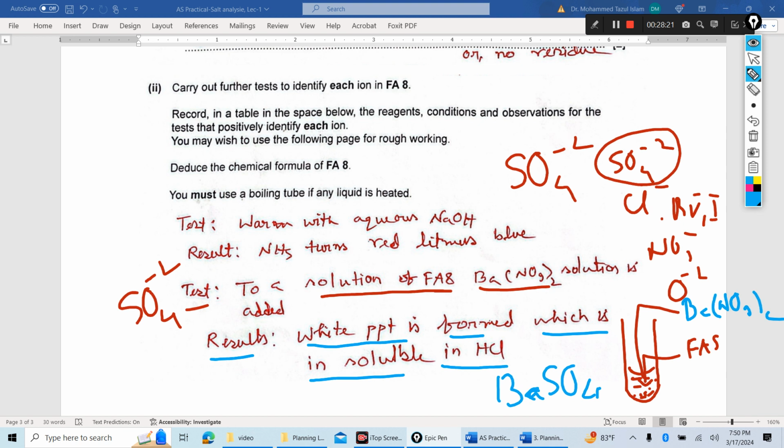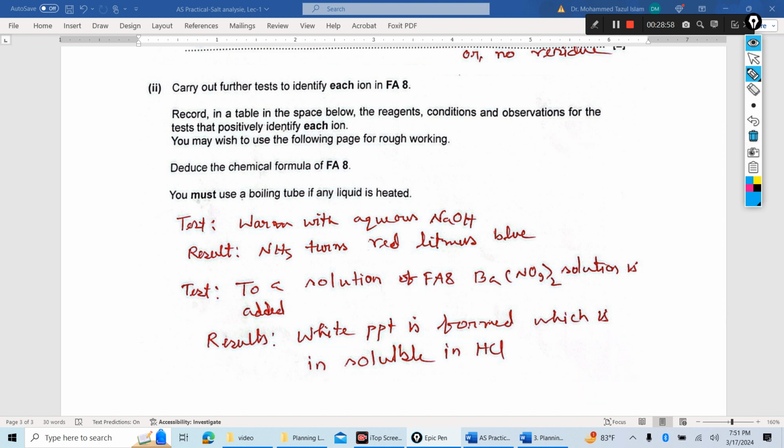For the confirmatory test you will add hydrochloric acid. If the precipitate does not dissolve, then you confirm that this is the sulfate ion. So you must do the confirmatory test by adding hydrochloric acid. If you get a white precipitate and it does not dissolve in hydrochloric acid, you have confirmed the sulfate ion. You don't need any extra anion tests: chloride, bromide, iodide, sulfide, carbonate, nitrate, nitrite. For any unknown anion test, you start first with the sulfate ion. If you don't get the sulfate ion, then you will do chloride, bromide, iodide ion.